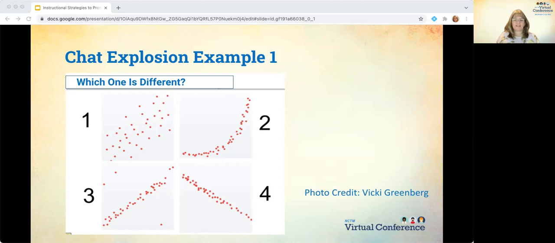4 is different because it's got a negative relationship. 2 is different because it's curved. 1 is different because it's a very loose linear relationship. The points aren't clustered very tightly around a line or a curve. And 3 is different because of the outliers.